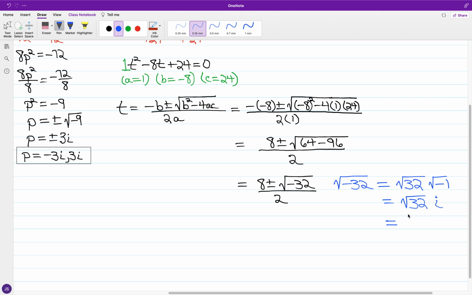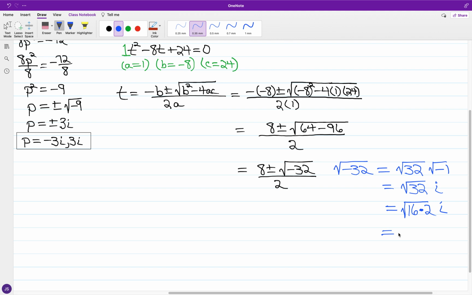So we got perfect squares that will go into 32. We got 1, but this really does nothing for us. 4 will go into 32 8 times. But in terms of reducing the amount of simplification involved, 16 is going to be the highest value divisible into 32. So I have the square root of 16 times 2 times i. And separating, I have the square root of 16 times the square root of 2 times i. And the square root of 16 is 4, times the square root of 2 times i.